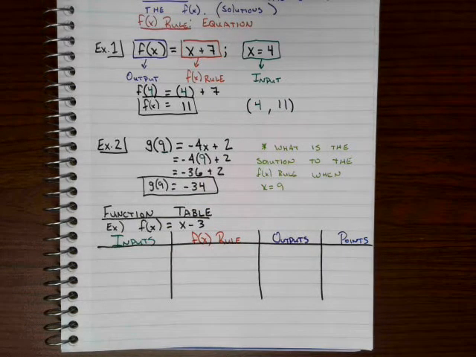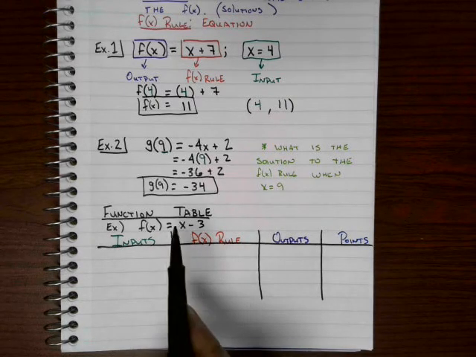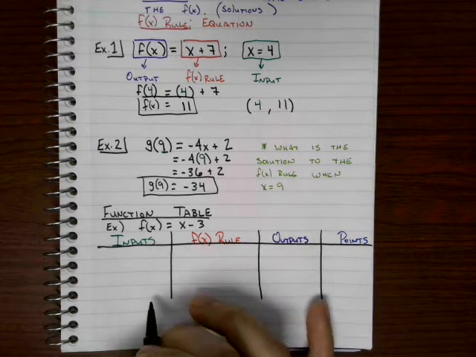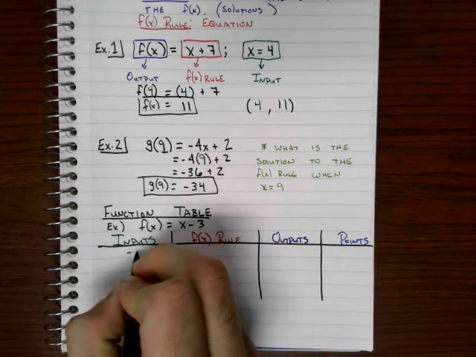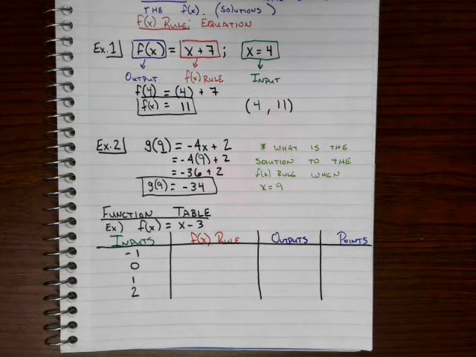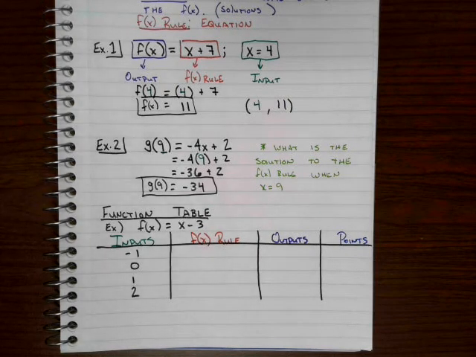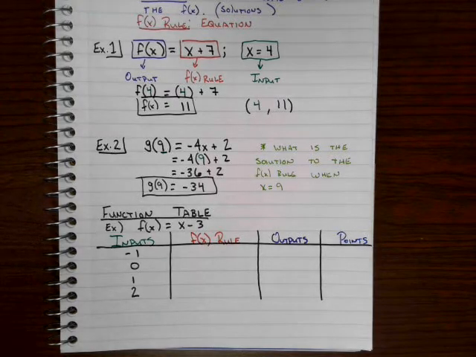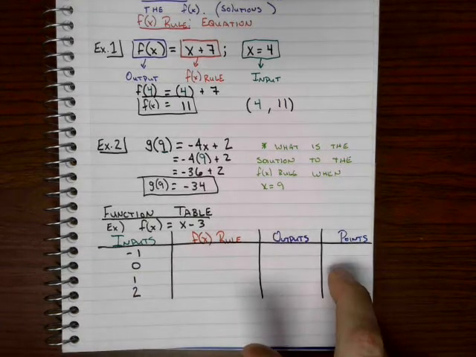Now, a lot of times it won't give you your inputs. Okay. It'll just say this and say make a function table. We can make up inputs because all you're asked to do is to graph it. All right. But for this example, we'll use some easy inputs. So we'll use 4 points here. We'll go negative 1, 0, 1, and 2. So here's what this is asking me. We're going to fill out this function table using these inputs.